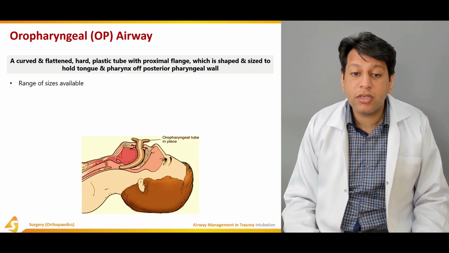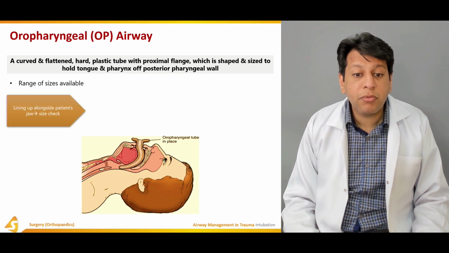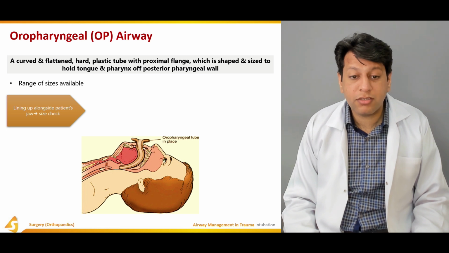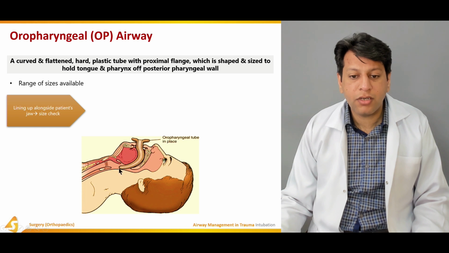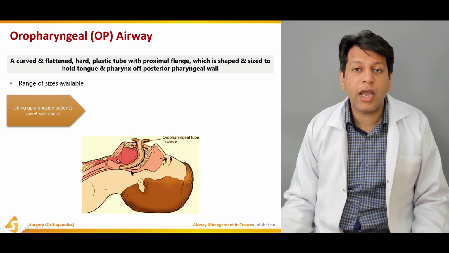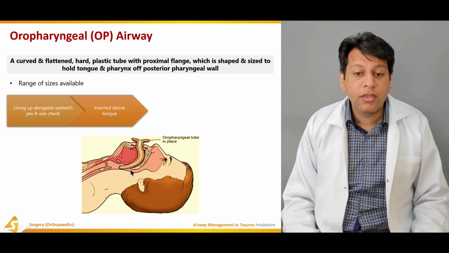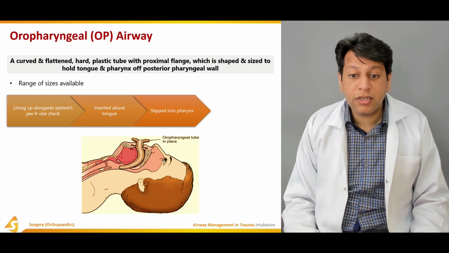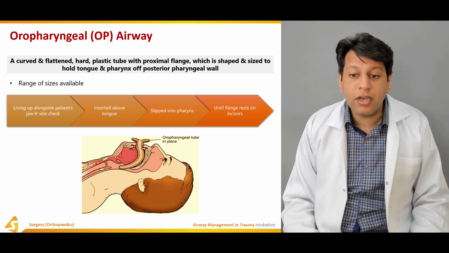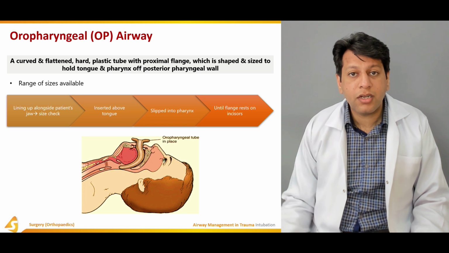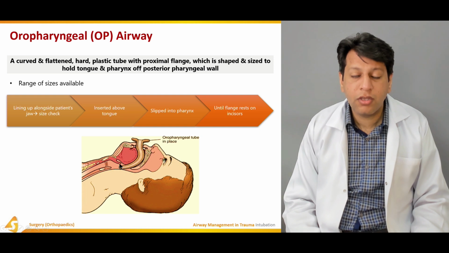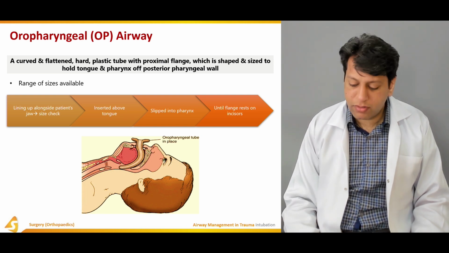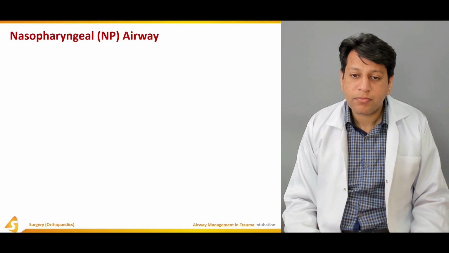Multiple sizes are available. Usually, lining it up alongside the patient's jaw, the size is checked. You put it at the nose level and measure whether it comes to the chin. That is probably the ideal size for this patient. Insert it above the tongue and slip it into the pharynx until the flange rests on the incisors. That is, it's going into the oropharynx and restoring the airway above the level of the glottis.